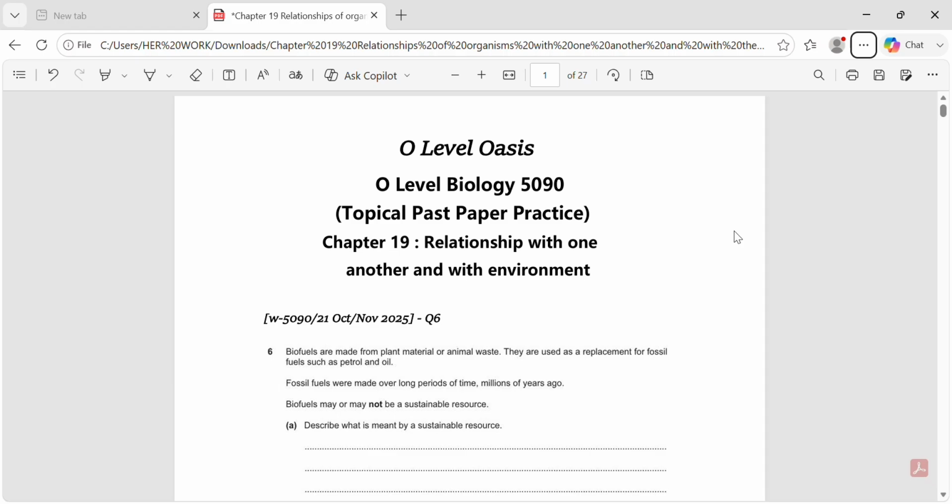We've successfully completed our previous chapter, Relationships of Organisms with One Another and with the Environment, and today we're going to start practicing its topical past paper questions.